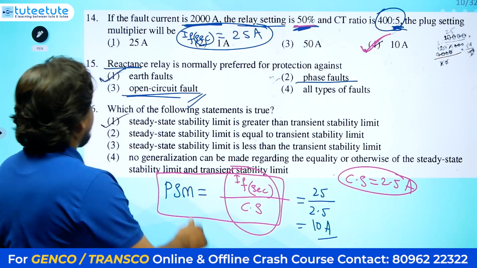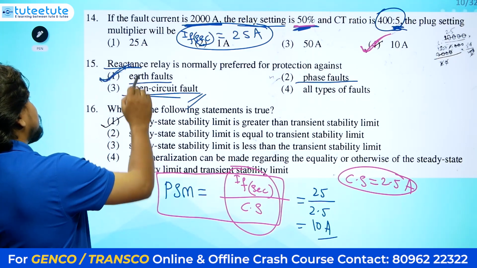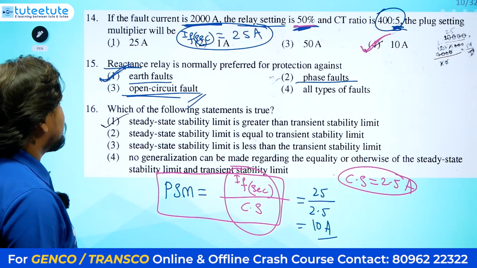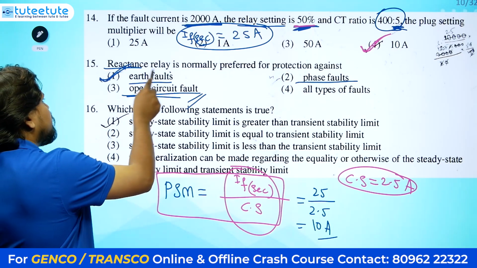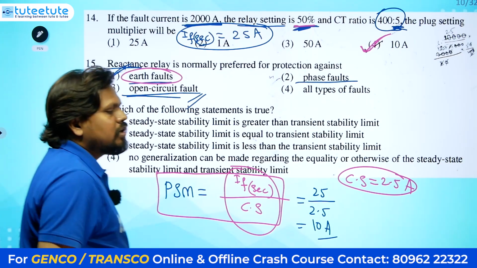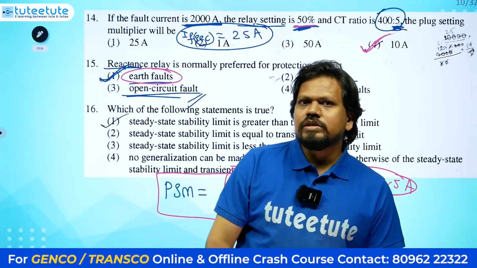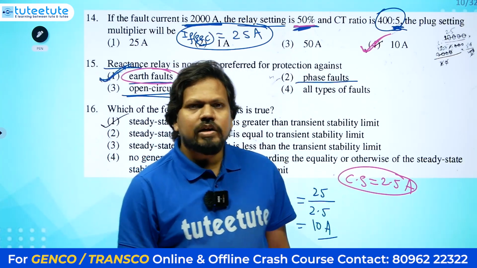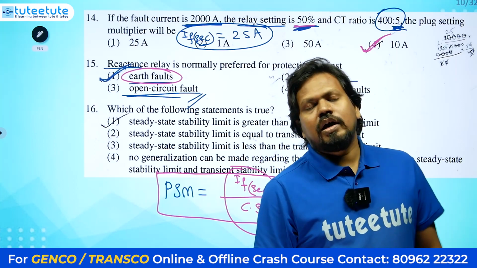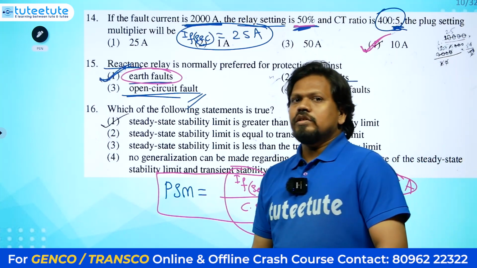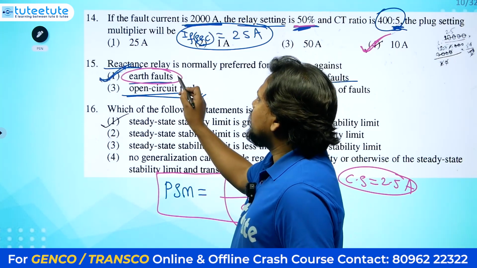That's why for earth faults the reactance relay will be used, and there are reasons why we use the reactance relay for earth faults. Whenever a fault occurs towards the ground, that means an LG fault, LLG fault or triple LG fault, then the reactance continuously varies.